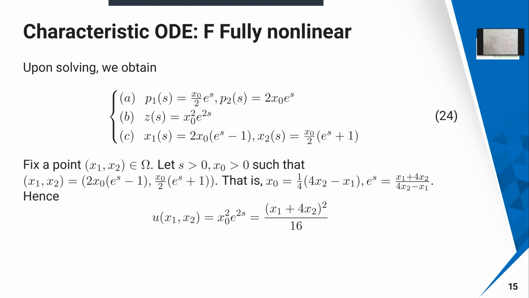Therefore, what you are going to get here is x naught by 2 and 2x naught into e power s. Then automatically the boundary condition will also be satisfied. So from this one we are going to choose p equal to x naught by 2 e power s, q equal to 2x naught into e power s. Similarly, from this one you are going to get z equal to x naught square e power 2s.